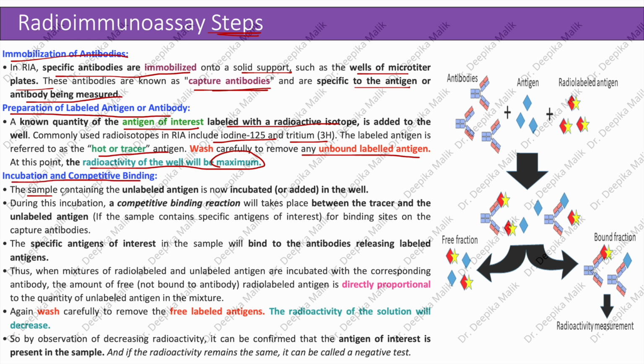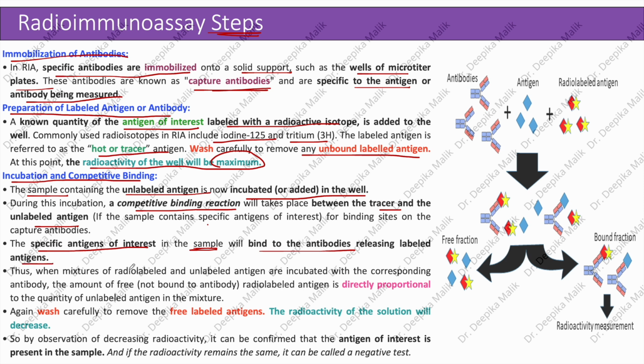The sample containing the unlabeled antigen is now incubated or added in the well. During this incubation, a competitive binding reaction will take place between the tracer and the unlabeled antigen. If the sample contains specific antigens of interest for binding sites on the capture antibodies, the specific antigens of interest in the sample will bind to the antibodies, releasing labeled antigens.